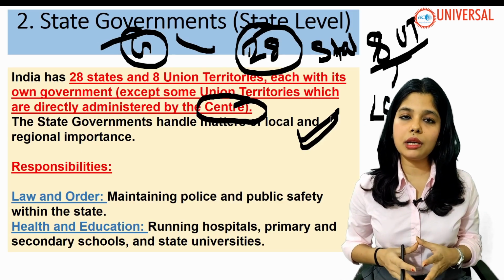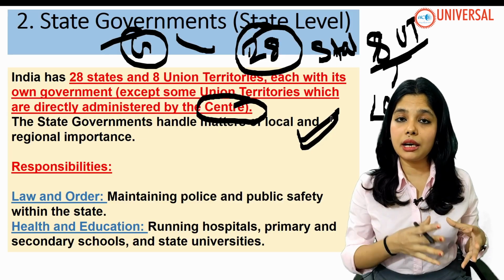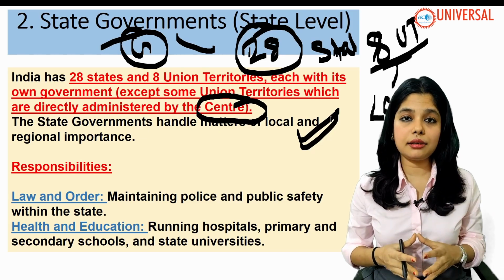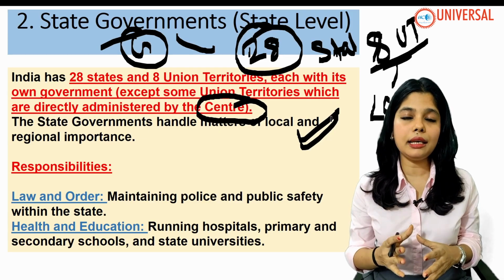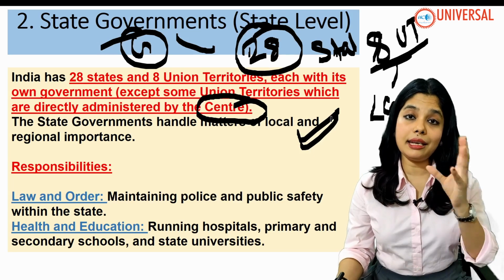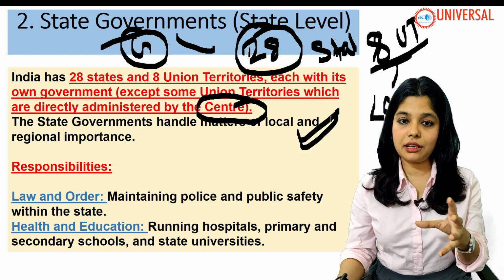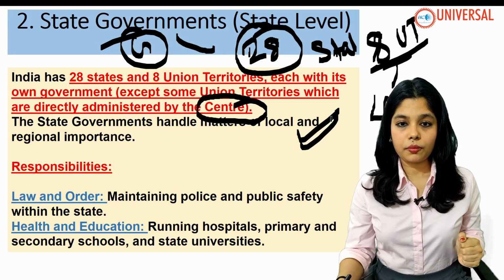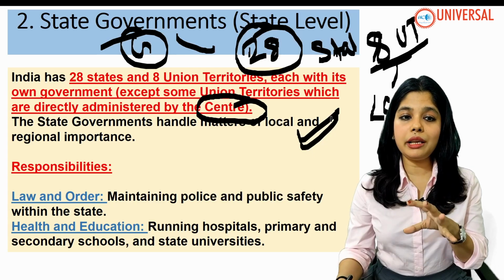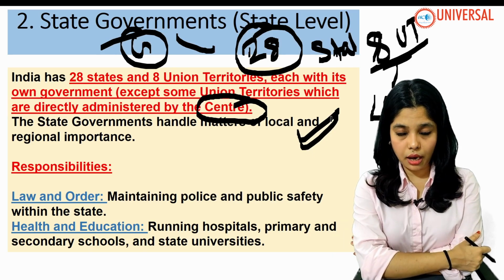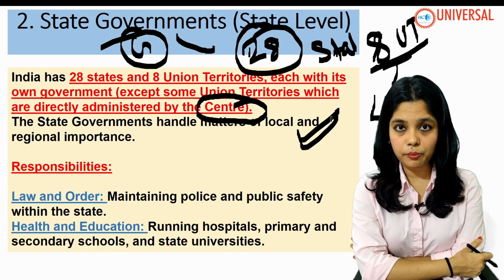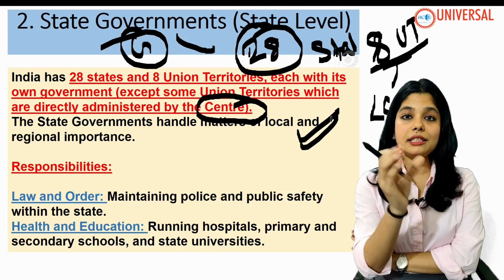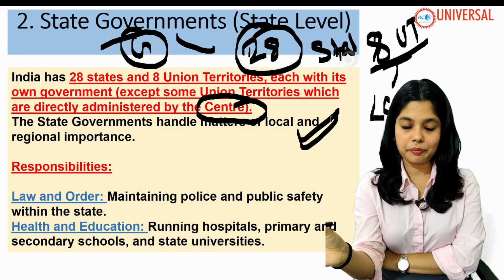Delhi has its own elected government, but that's not correct in the case of other union territories. So Delhi has an elected government and an LG, Lieutenant Governor, as well. Okay, so matters of local and regional importance are taken by whom? They are being taken by the state government.